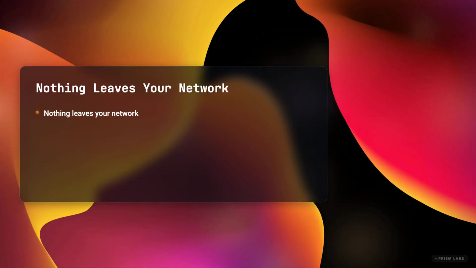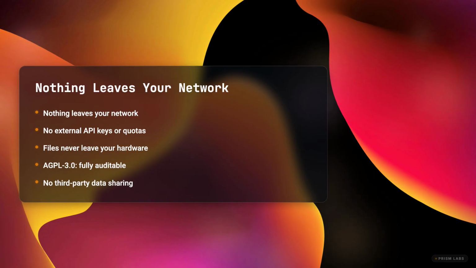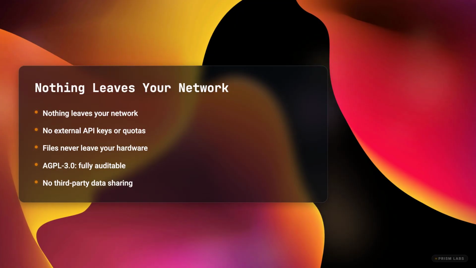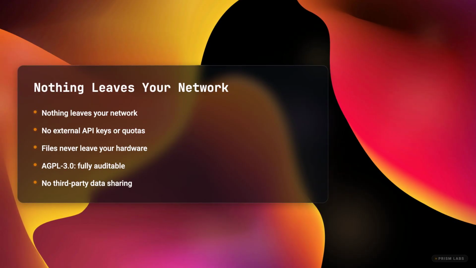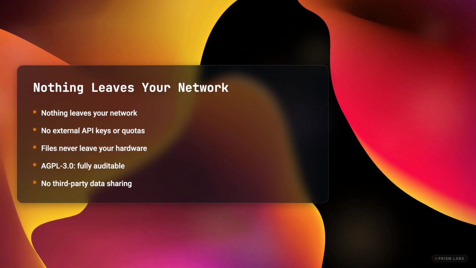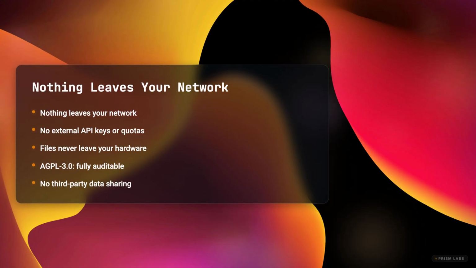Here's the core promise, and it's a big one: nothing leaves your network. There are no external API keys to paste in, no usage quotas counting your every action, and no data quietly shipped off to a third-party provider in the background. Your source files never leave your hardware, full stop. And because the whole thing is AGPL 3.0, it's fully auditable. You can actually verify that privacy claim for yourself, instead of just trusting a marketing page that says "trust us." For anyone handling sensitive documents or client imagery, that one distinction is everything.